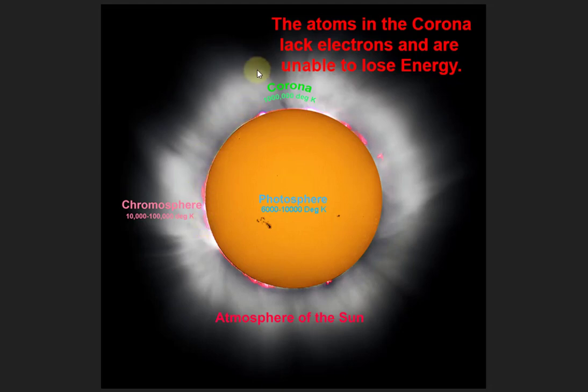Now, the next atmosphere layer is called the corona. This is the crown of the Sun, and it's very extensive. It can reach out millions of miles above the surface of the Sun. There's hardly any atoms here, though. It's almost as good as a vacuum on Earth, but the atoms are ionized, so they lack electrons, and therefore they're unable to cool down. So that's why the corona stays so hot.